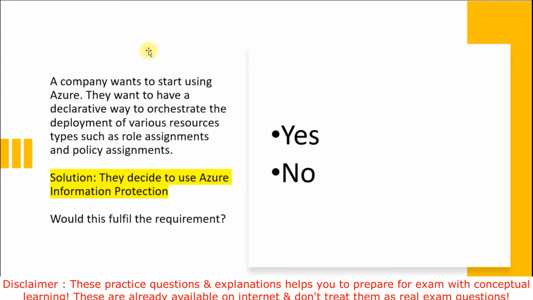So let's talk about this question. In this question, they are asking, a company wants to start using Azure. They want to have a declarative way to orchestrate the deployment of various resource types, such as role assignments and policy assignments. The solution they are giving is they decide to use Azure Information Protection. Would this fulfill the requirement? The options we have are yes or no.